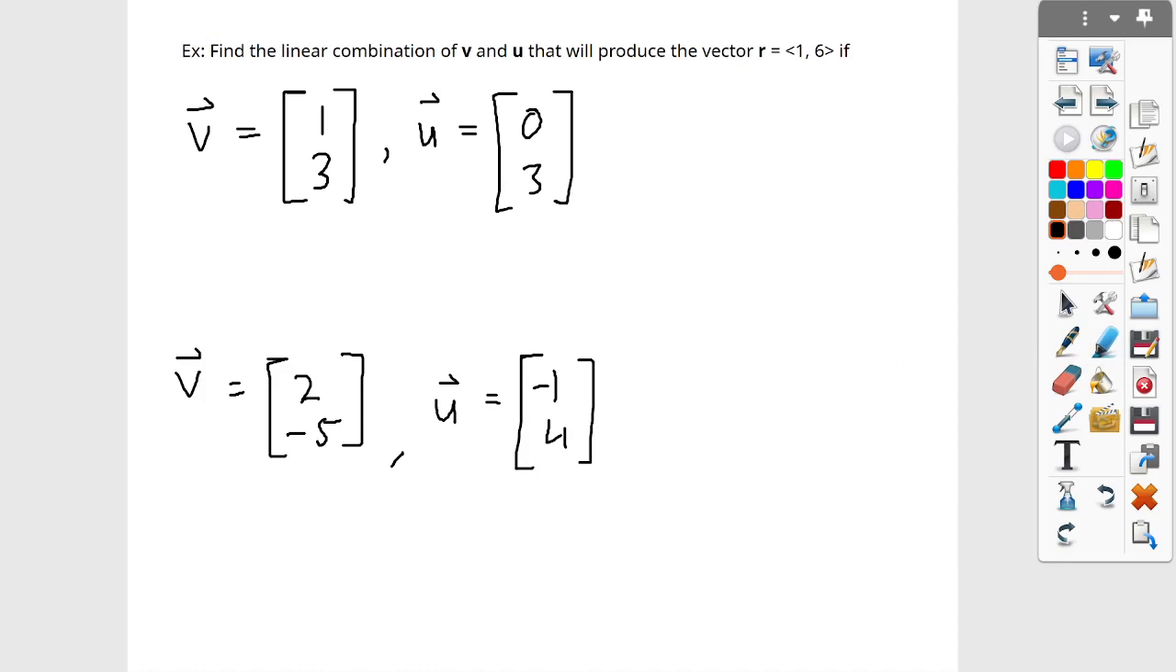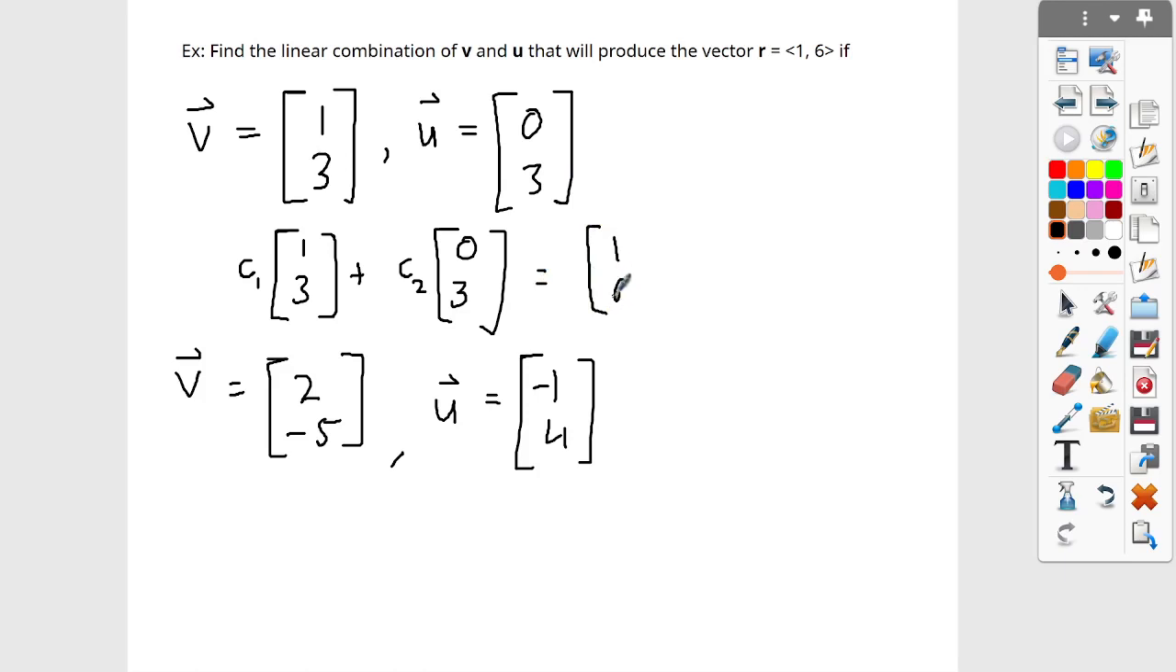Find the linear combination of v and u that will produce the vector r, and r is (1, 6). So what is the linear combination? Well, let's find out. So c1 times (1, 3). This is our setup for the linear combination. c2 times (0, 3). It's just a constant times a vector plus a constant times a vector. So what combination of these two vectors will produce the (1, 6)?